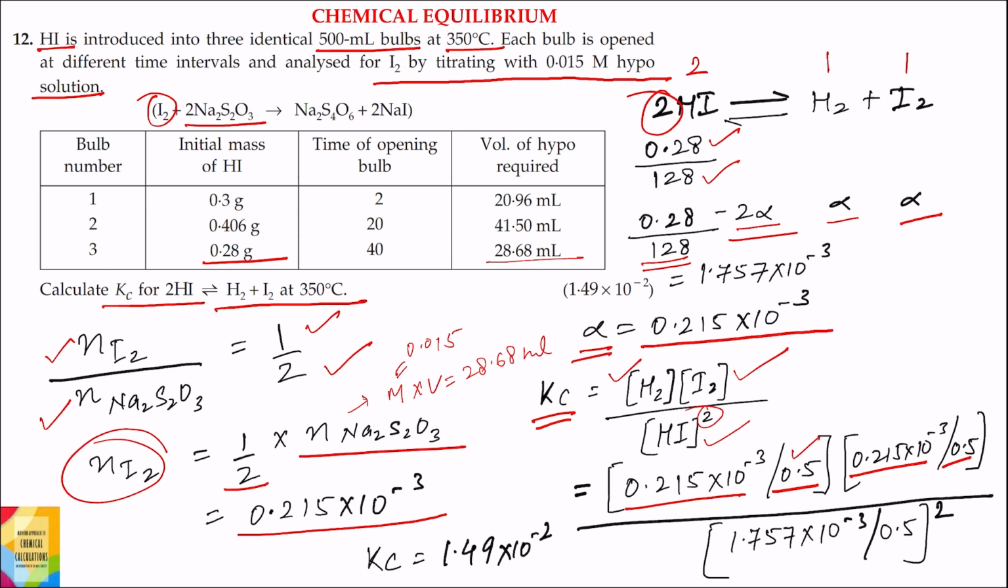Moles of hydrogen iodide will be 1.757 into 10 to the power minus 3. So moles of hydrogen iodide divided by volume in liters raised to the power 2. Solving, the value of Kc will be equal to 1.49 into 10 to the power minus 2.